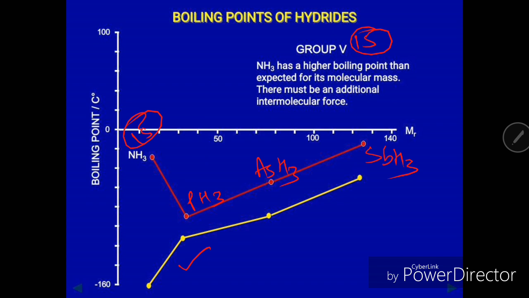So PH3 to SbH3 you will explain on the basis of the same fact. The central atom is increasing in size, therefore the overall molecular size will increase, and that's why the surface area of the molecule will increase, so the dispersion forces acting among the molecules will increase, and so the boiling point will increase. So PH3 to AsH3 and then AsH3 to SbH3, the boiling point will increase because of the increase in the strength of dispersion forces acting between the molecules.